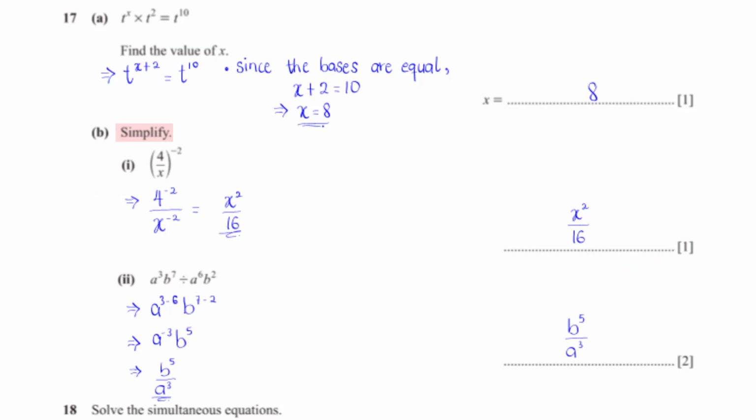Simplify a^3 b^7 divided by a^6 b^2. By the laws of indices, we have a^(3-6) b^(7-2). 3 minus 6 is negative 3, 7 minus 2 is 5. And so we have a^(-3) b^5. a^(-3) can also be written as 1 over a^3. And so our final answer becomes b^5 over a^3.